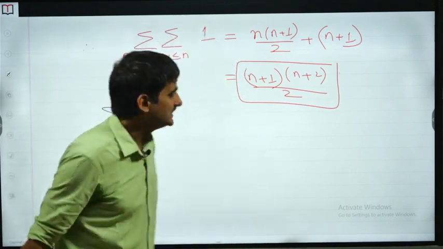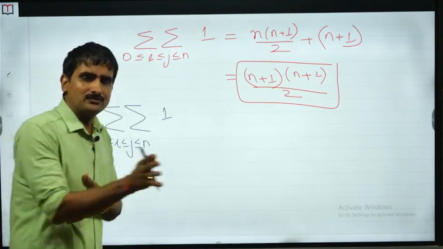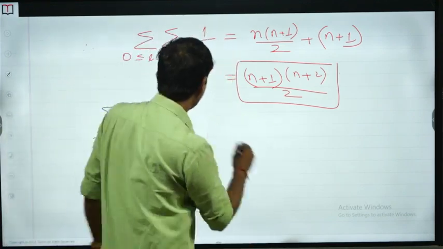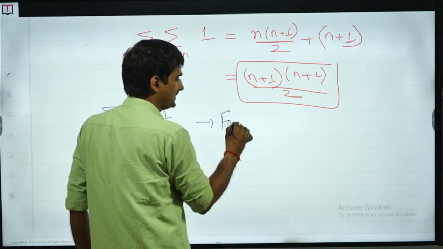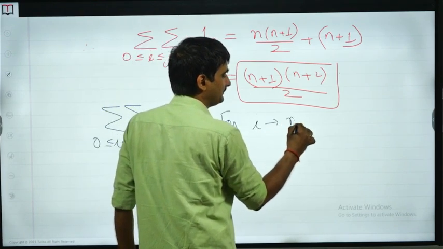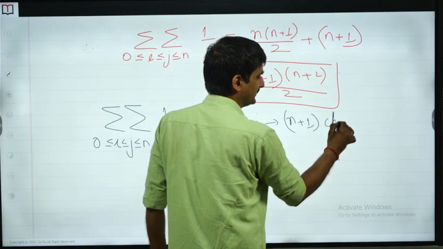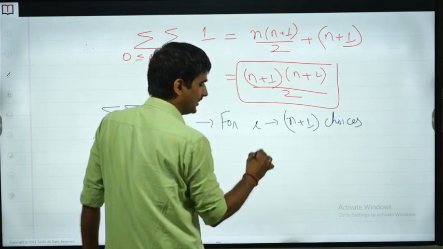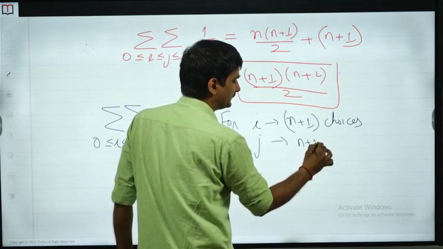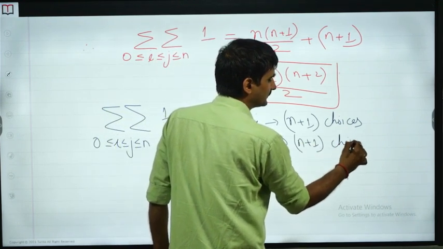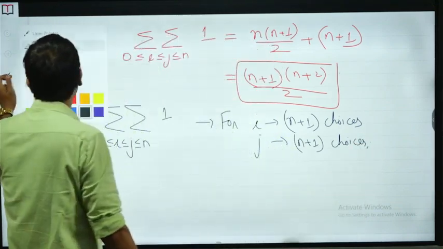What is it? See, i goes from 0 to n. How many choices do we have for i? For variable i, we have n plus 1 choices of numbers, isn't that? For variable j, we have n plus 1 choices of numbers.